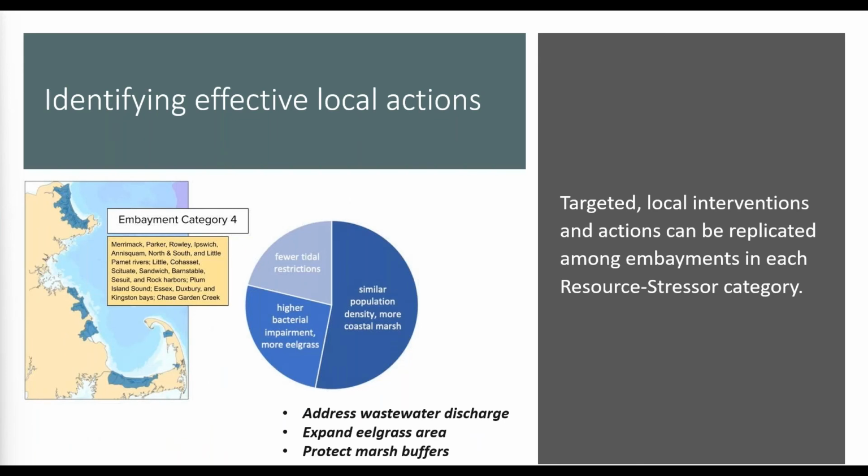So for example, here you can see embayments in category 4 are characterized by extensive salt marsh, varying egress extent, and fewer tidal restrictions. At the same time, habitat conditions are driven by higher bacterial impairments due to a prevalence of septic systems. To improve conditions, local action would, for example, include addressing wastewater discharge, protecting marsh buffers, and working to expand egress areas and restore egress where it's been lost.